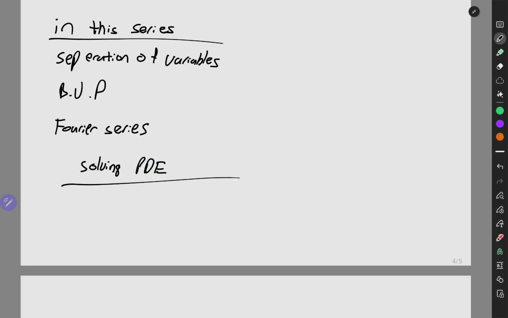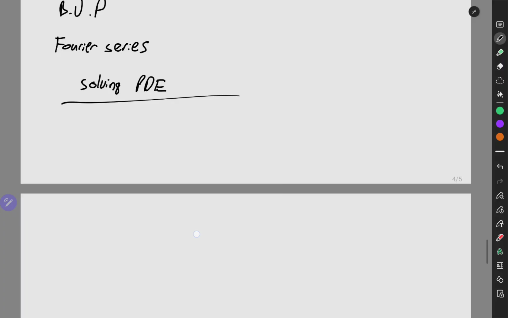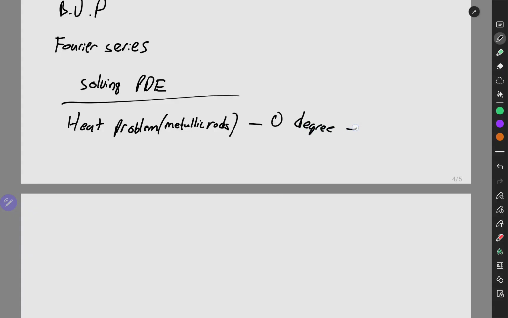Now I have a whole bunch of different kinds that we're going to solve here. So we're going to have heat problems, which are metallic rods. We're going to look at 0-degree ends. We're going to look at steady state solution.